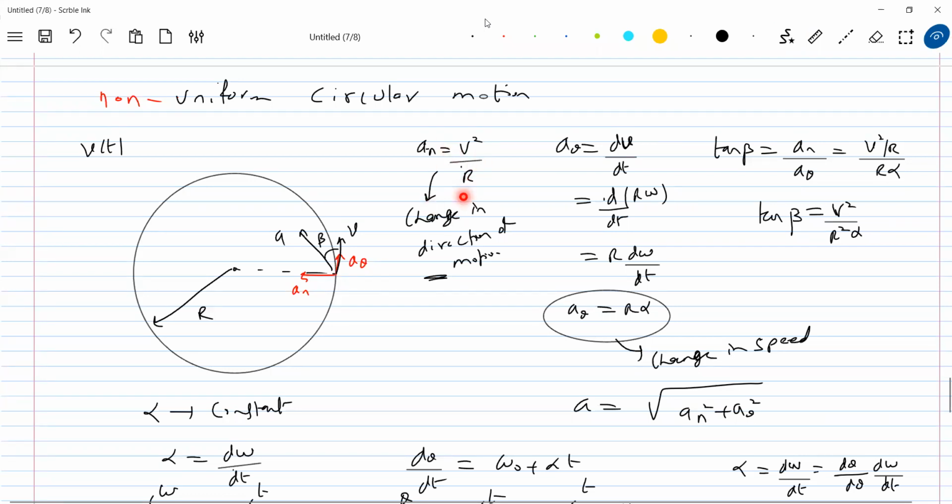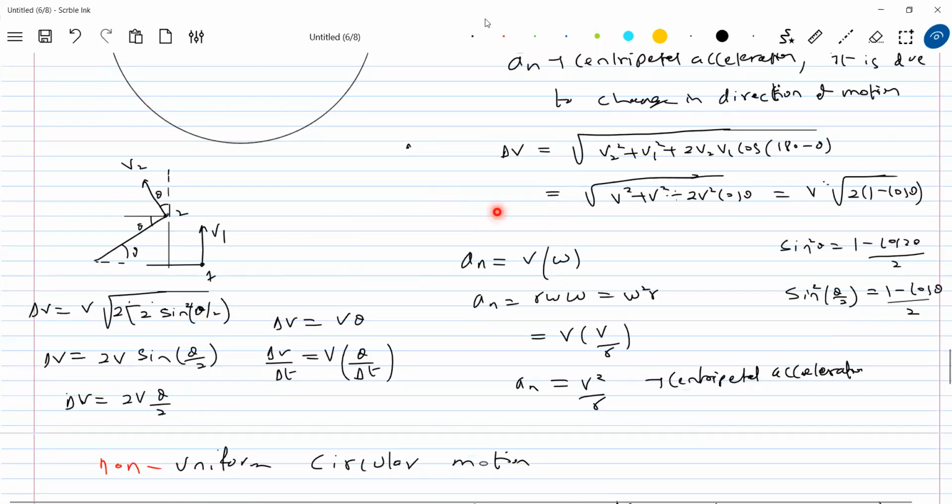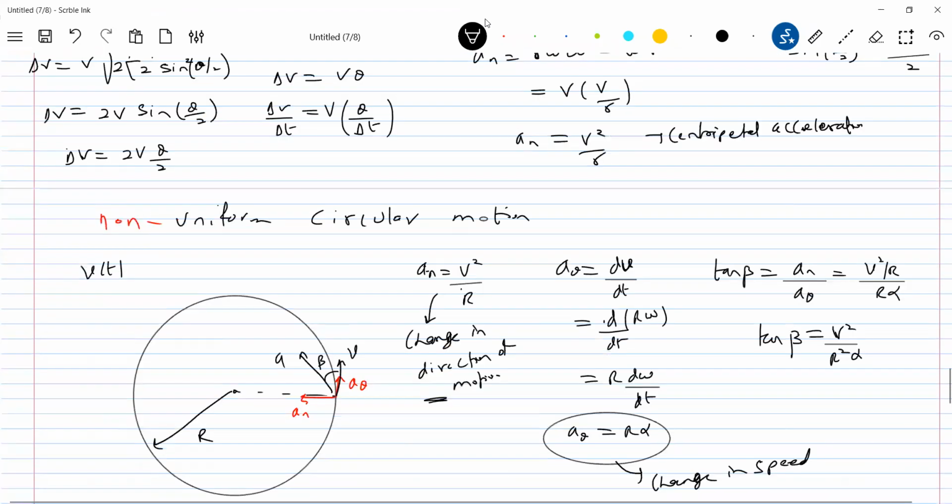There are two accelerations: one centripetal, the other tangential. Centripetal acceleration is due to change in direction of motion. Sir, how can you say? I'm giving enough proof; you can see this mathematics. Of all that I discussed now, this is very important. How a_n will be directed towards the center is from the vector subtraction, as I explained. Earlier I did it by mathematics; here, vector subtraction.